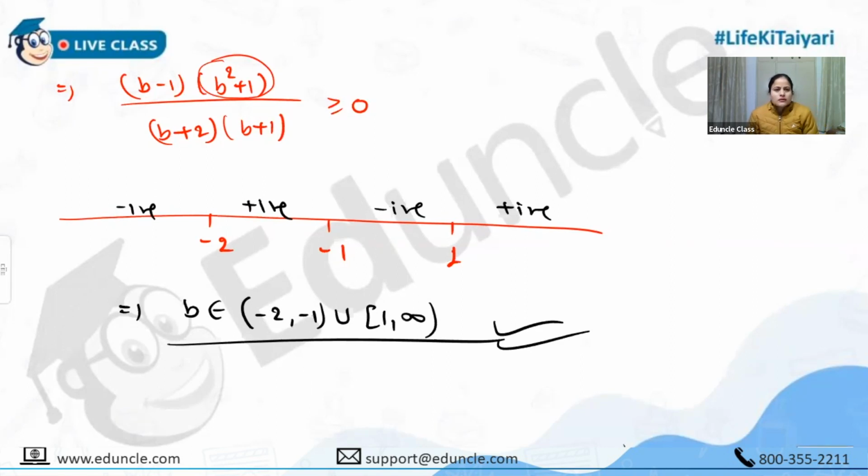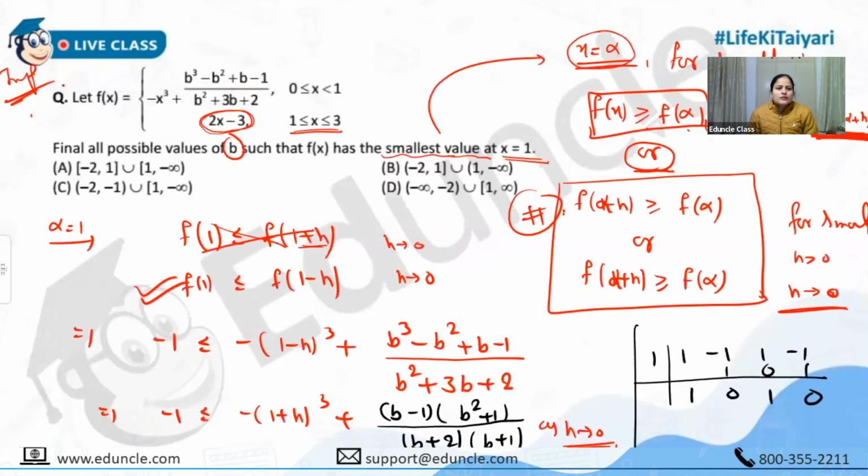So go back to the options. -2 to -1 open interval union 1 to positive infinity. Wait, that is a correction. You can easily observe this correction. This couldn't be negative infinity, it should be positive infinity. So my option C would be correct: -2 to -1 open interval union closed 1 to positive infinity. So this is how you will solve such kind of problems.